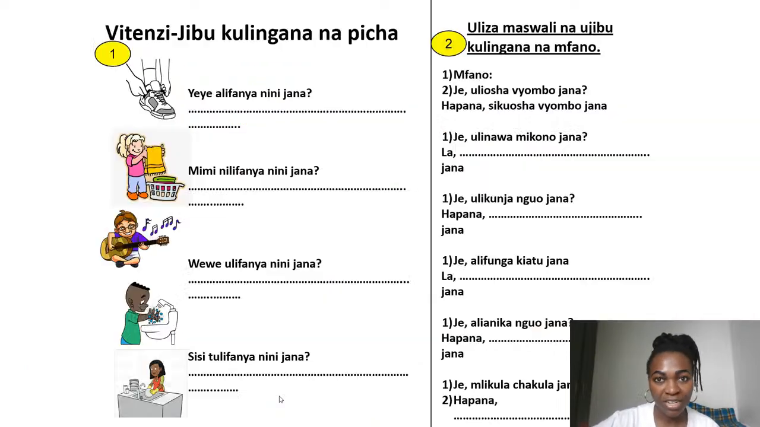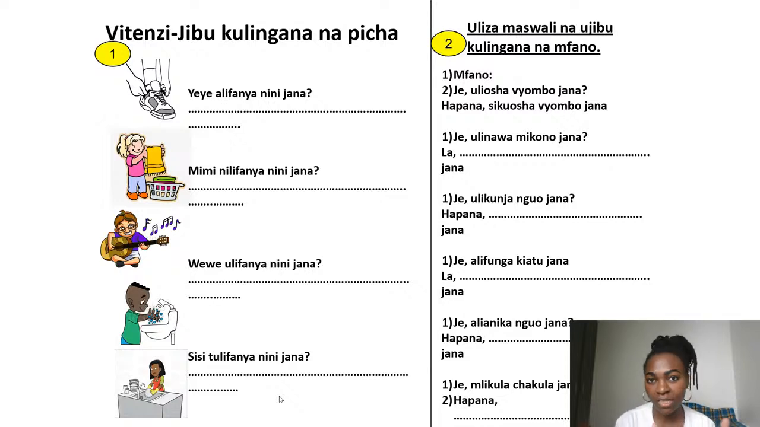Yeah, so let's go to the next exercise. But this is a bonus for you to just help you understand what we're talking about, the negation of the past tense. So vitenzi jibu kulingana na picha. Vitenzi fulani, these vitenzi we already know. What is kitenzi? Yeah? Kitenzi is a verb. So the plural of kitenzi is vitenzi. So jibu kulingana na picha. Answer according to the images.